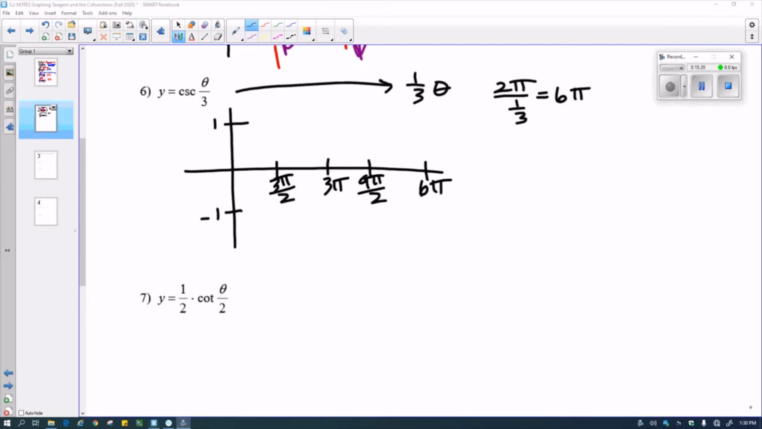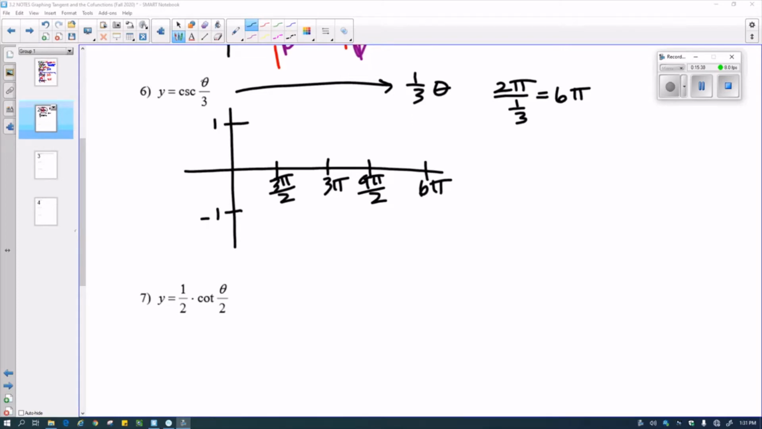So I took the 2 pi, I broke that apart, that's 1/3 theta, 2 pi divided by 1/3 gave me 6 pi. I used that to number. So I always start the same. This could be a cosine graph, a sine graph, any one of those graphs. At this point, I'm starting the same way. Now I'm going to get that cosecant in.